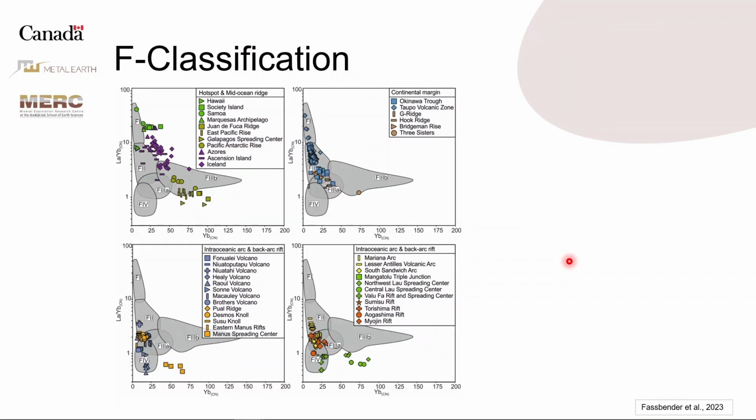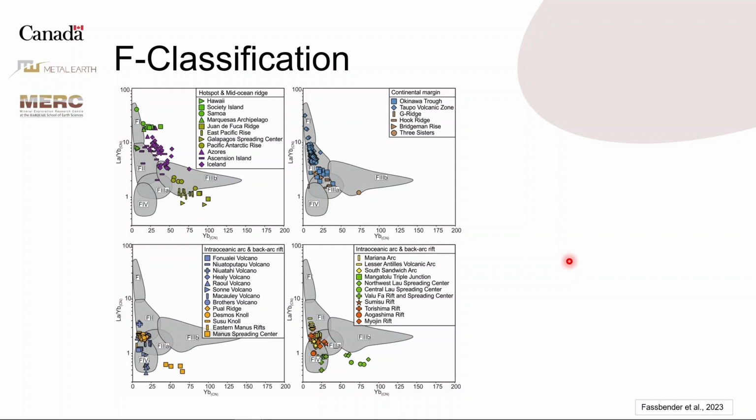So plotting those samples again in the F classification, we see similar trends. We can see that samples from ocean islands, for example, tentatively plot rather in the F1 area. Same is true for samples from the ridge hotspot intersections, while samples from intraoceanic arc and back arc mostly occupy F2, F3, and F4 fields.